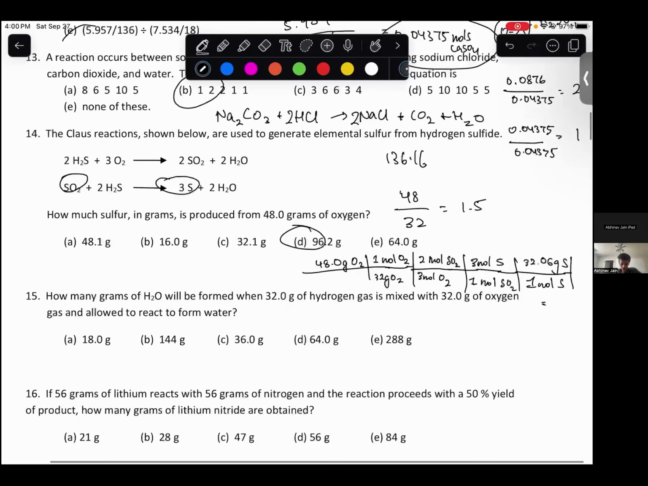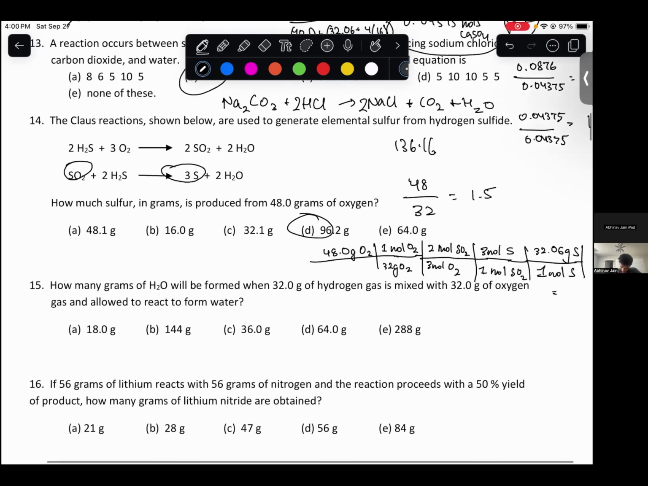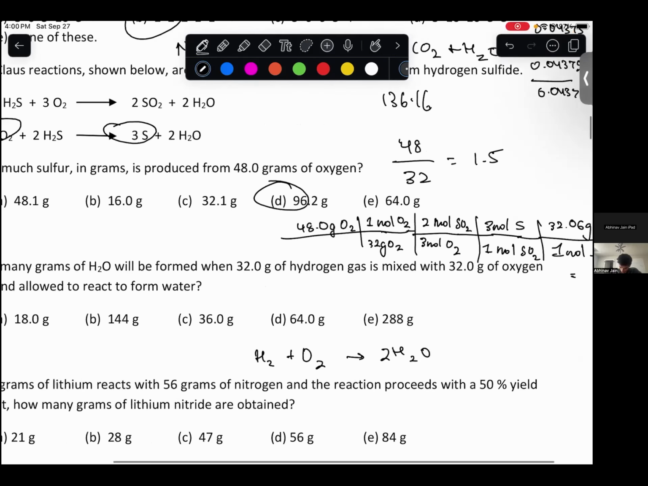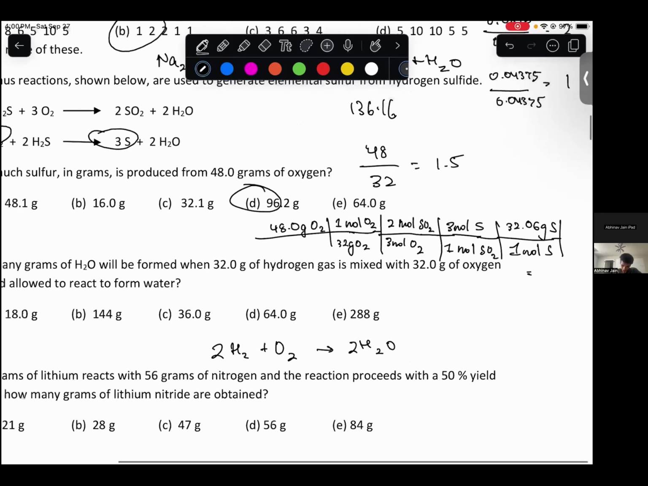All right, moving on to number 15. How many grams of H2O will be formed when 32 grams of hydrogen gas is mixed with 32 grams of oxygen gas and allowed to react to form water? So H2 plus O2, it's forming water. Make sure to balance it. So put a coefficient of 2 here, and a coefficient of 2 here.